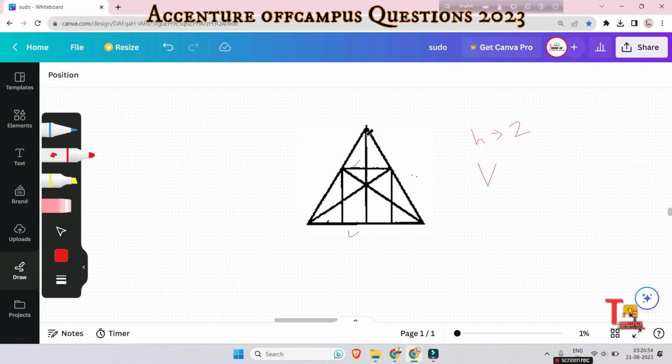Vertical lines, that means one, 2 and 3, right? So total 3 vertical lines are present in the figure, right? And how many slanting lines? So 1, 2 and 3 and 4, right? So 4 slanting lines are present in the figure. So all together 2 plus 3 is 5 and 4 is 9. So total 9 straight lines are present in the figure.